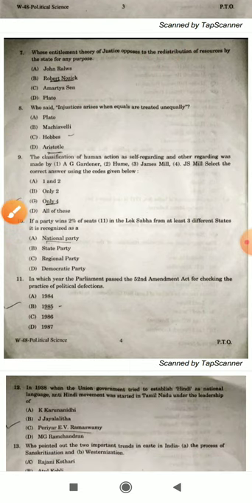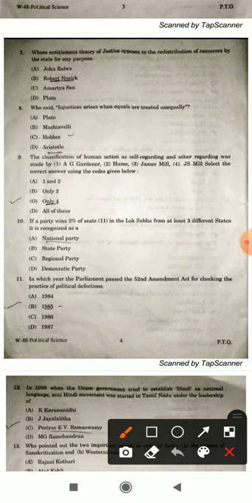Question number 8. Who said injustice arises when equals are treated unequally? Answer is D. Aristotle.